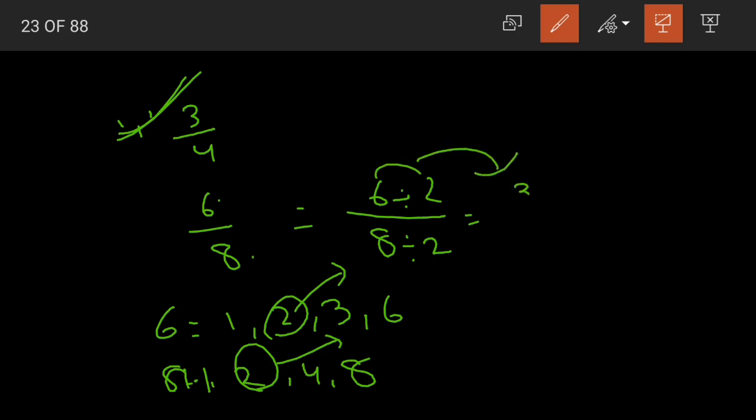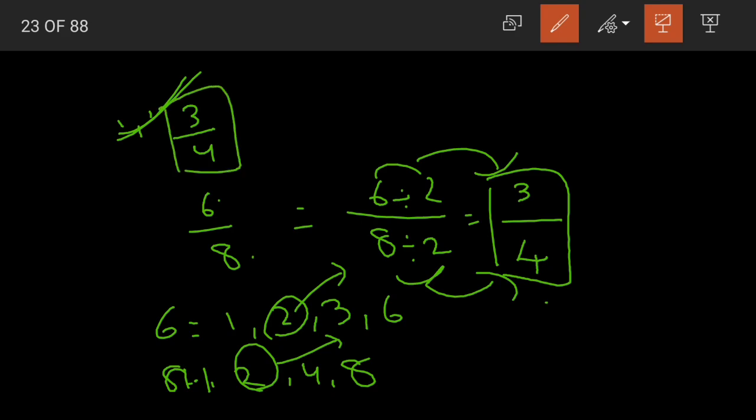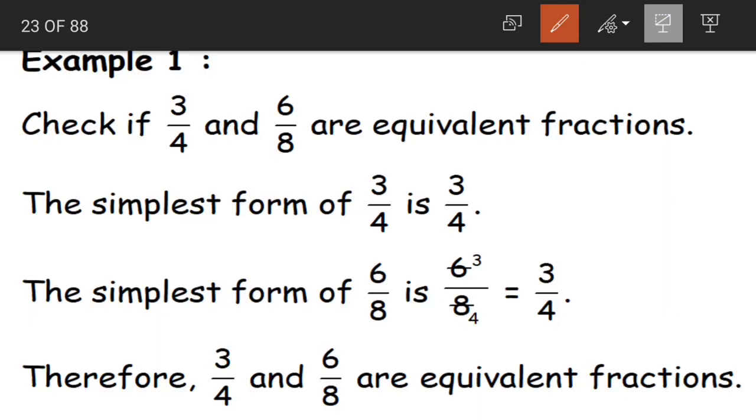So we should divide both the numerator and denominator by 2, which is their HCF. 6 divided by 2, 3. 8 divided by 2, 4. See, children, this is the simplest form of 6 by 8, and 3 by 4 is already in its simplest form. Now the simplest form of both the given fractions is equal to each other. Now from this what can we conclude? 3 by 4 is equal to 6 by 8. That is, the given fractions are equivalent fractions.